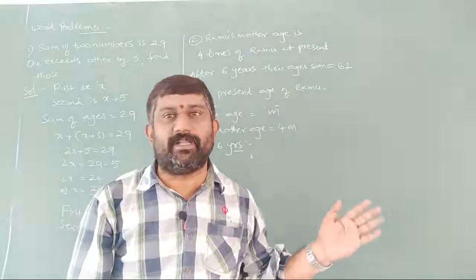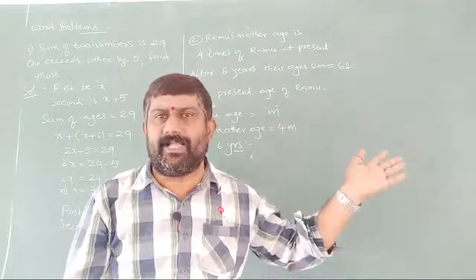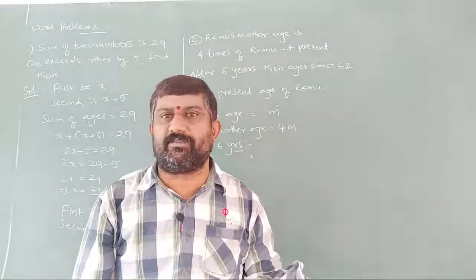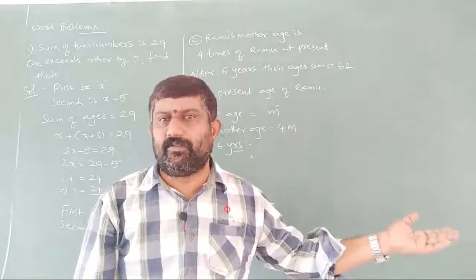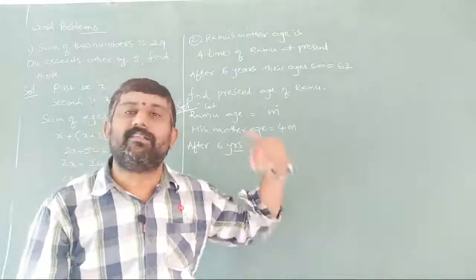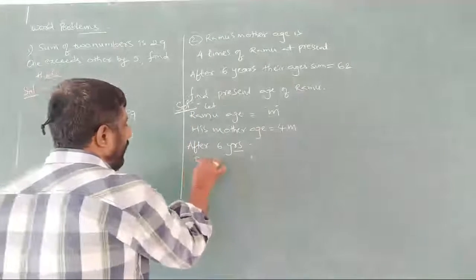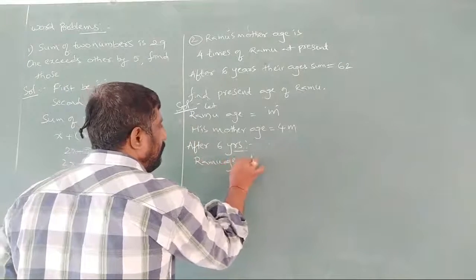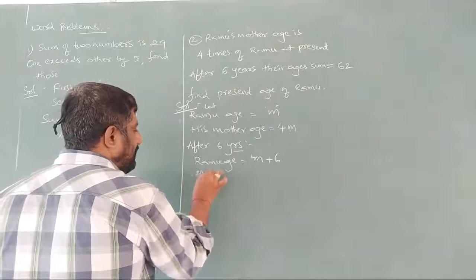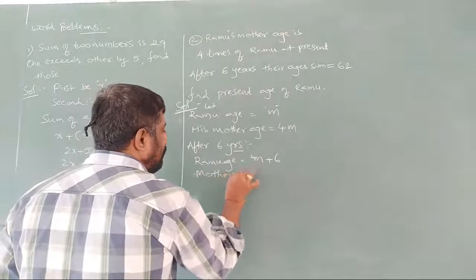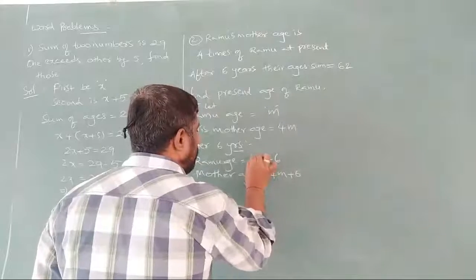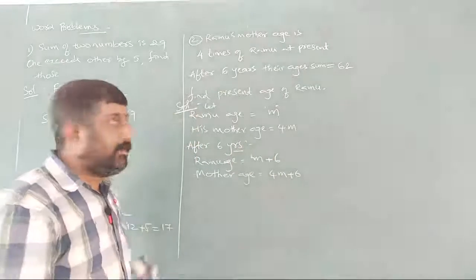Suppose today my age is 40. After 6 years, how much is it going to be? 46. Naturally. Suppose your age today is 24. After 6 years, 24 plus 6, 30. Similarly, Ramu's age will increase by 6 years, and his mother's age is also increasing by 6 years. So after 6 years, Ramu's age is m plus 6 and mother's age is 4m plus 6.